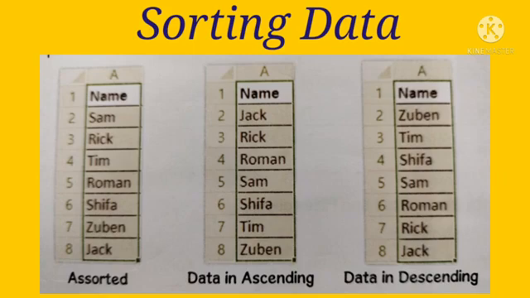The data can be further sorted in the ascending order, meaning 1, 2, 3, 4, otherwise A to Z, or descending order, meaning the opposite: 9, 8, 7, 6, or Z, Y, X, W to A.